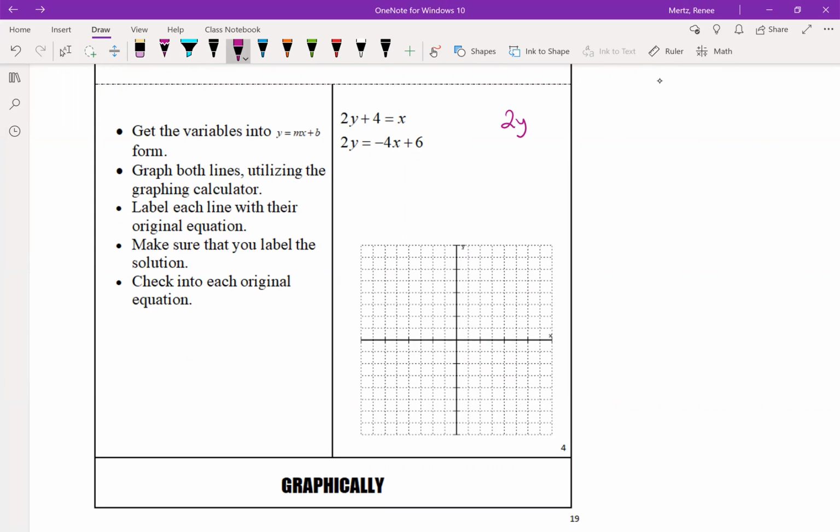So 2y plus 4 equals x. I need to subtract 4. 2y equals x minus 4 and divide by 2. Y equals 1/2 x minus 2. Be careful to keep that 2 on the bottom. So I begin at -2, up 1 over 2, or please type it into your calculator.